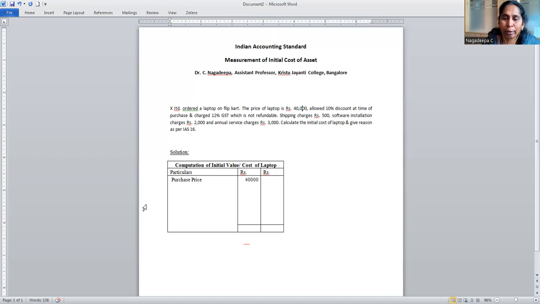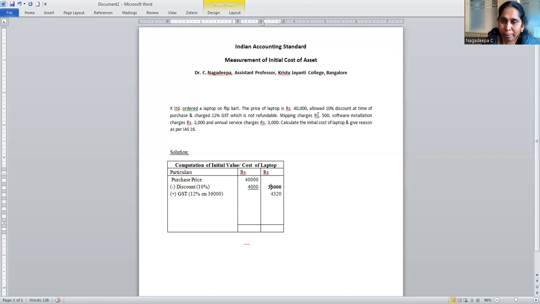The purchase price is 40,000. Out of this, you get a 10% discount, which is deductible. So 10% I'm going to minus, that is the discount: 40,000 minus 4,000, which is 36,000, the actual price of the laptop. Next, you're going to add the 12% GST, which is not refundable and will go to the government. Which value should I take, 40,000 or 36,000? Always on the net amount you will be paying. So 36,000 into 12% is 4,320.